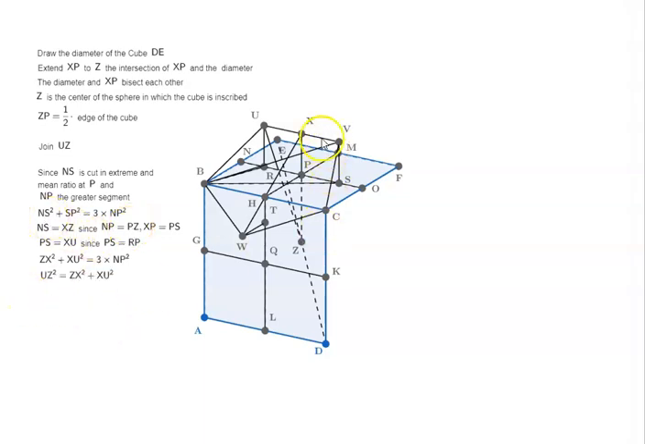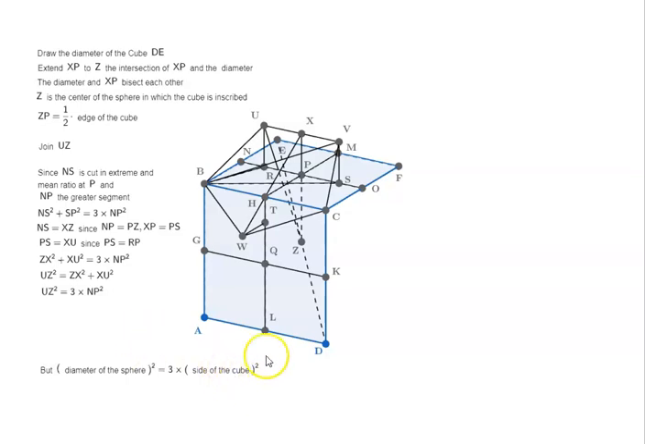Now UZ square is equal to ZX square plus XU square. Or actually we should be looking at it the other way around. Since we already looked at ZX square plus XU square, what is that equal to? That is equal to UZ square. So we can say now that UZ square is equal to 3 times NP square. Diameter of the sphere square is equal to 3 times side of the cube square.